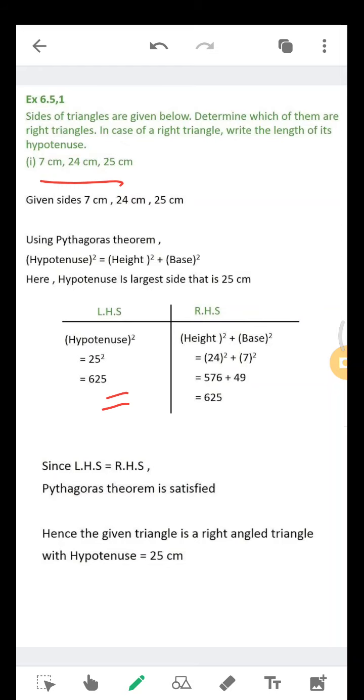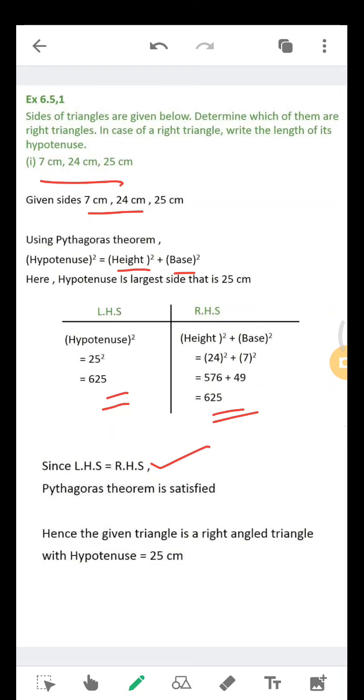Then RHS, that is height square plus base square. So you can take any one as height from these two. So I am taking height as 24 and base as 7. 24 square gives you 576 and 7 square is 49. And when you add up these both, you will get again 625. So what do you conclude with this? LHS is equal to RHS.